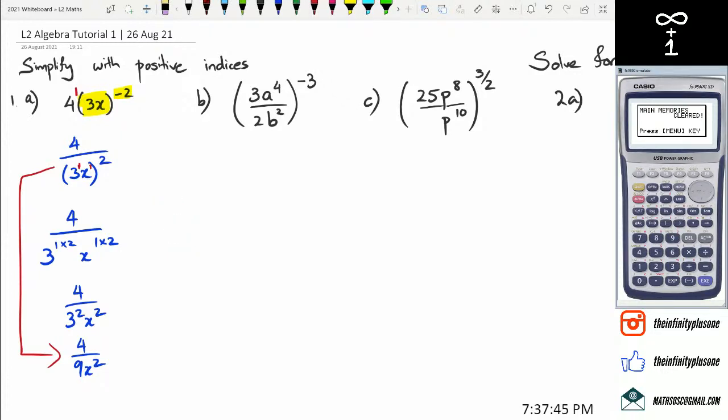Now, what happens when you have a fraction inside a bracket and it has -3 as a power? This one is a lot easier to deal with because, again, if you want to change the power, no, I didn't delete the answer, I actually deleted the wrong answer, but that's fine. What you can actually do is flip the bracket. If you want to change the sign of the power, you flip the bracket. So all I've done, or what I mean by flip the bracket, is take the numerator to the denominator and bring the denominator to the numerator. So this will become 2b squared divided by 3a to the power of 4, and now it's changed to a power of +3.